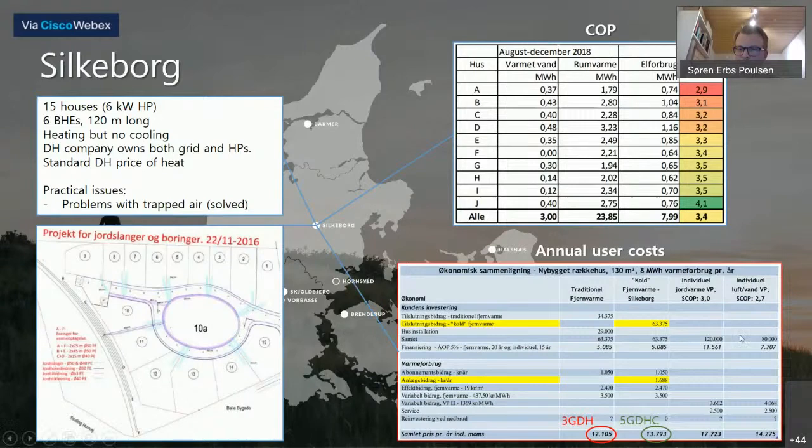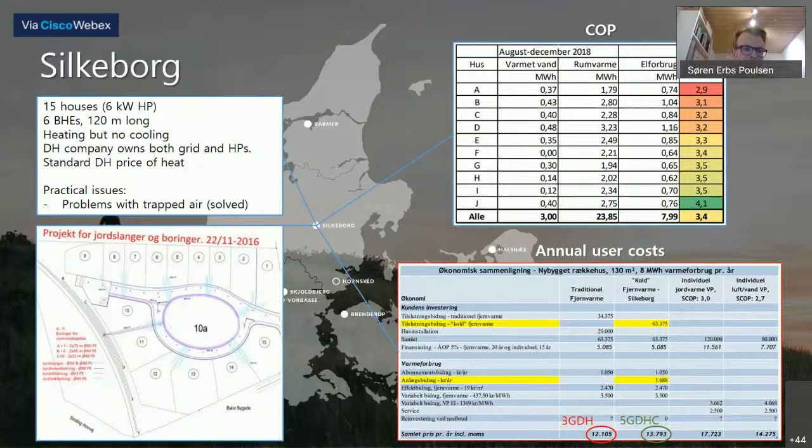If we look at the consumer economy, then compared to traditional district heating, it's a little more expensive in user costs per year. But it's not that much more expensive, and it's still cheaper than people buying individual solutions for their houses.